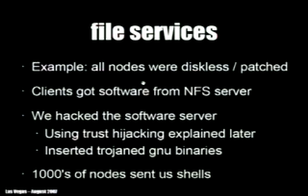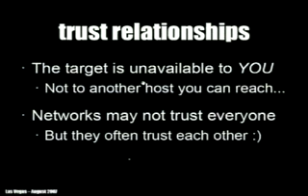Okay. So in this one example, all the nodes on the network were patched to the standard exploits that we had available to us. But we noticed that everybody was connecting to this NFS server. We showed what was exported, and it was like /software, different mounts like that. We managed to get in the server leveraging a trust hijacking issue that I'll talk about in a minute. And then we Trojan the binaries, and we got thousands of nodes sending us shells.